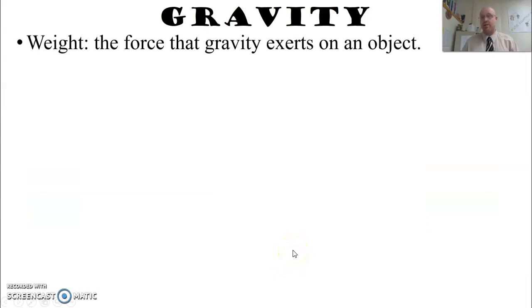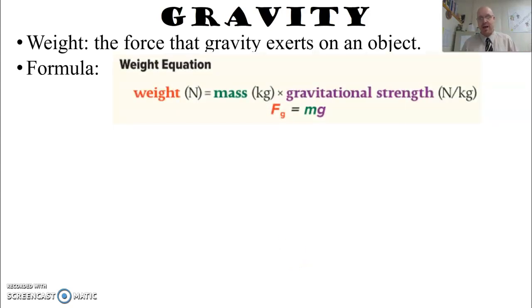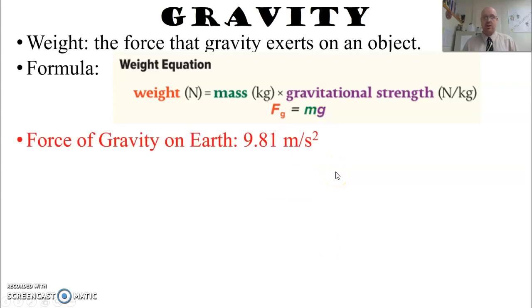One thing that gravity causes is weight. Weight is the force that gravity exerts on an object. So the weight that you have is actually a measure of the force of the Earth's gravity pulling you down. Here's the formula for that. Weight is in newtons, and that is mass times the gravitational strength, or Fg, the force of gravity, is mass times its gravitational strength. So again, the force of gravity on Earth is 9.81 meters per second squared. This is a number that you will know, hopefully by the time we get done with physics and physical science.